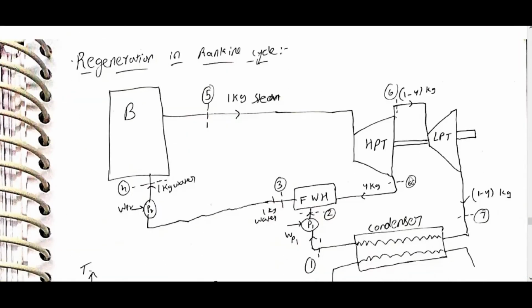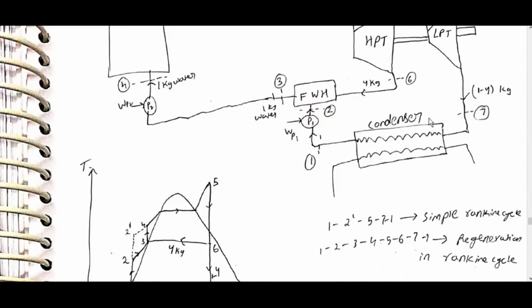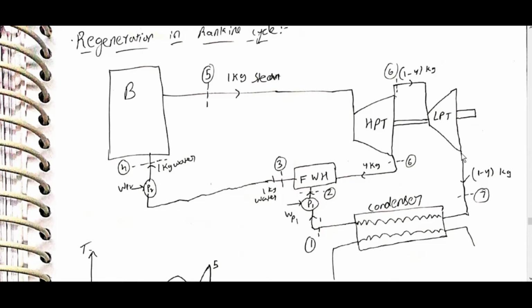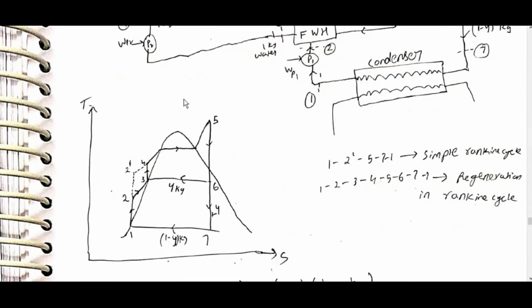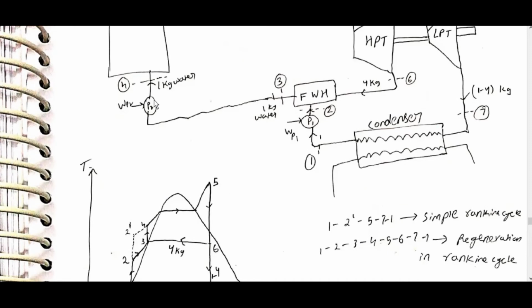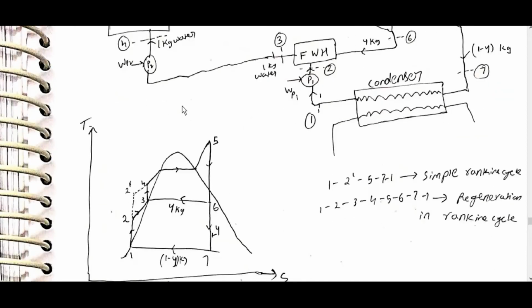Regeneration in Rankine cycle. High pressure turbine, low pressure turbine. From the high pressure turbine, Y kg is bled off. Low pressure turbine, 1 minus Y kg flows through the low pressure turbine. After the condenser, it is mixed in the feed water heater, then passed through a pump. This will pass through one pump, this will pass through one pump.